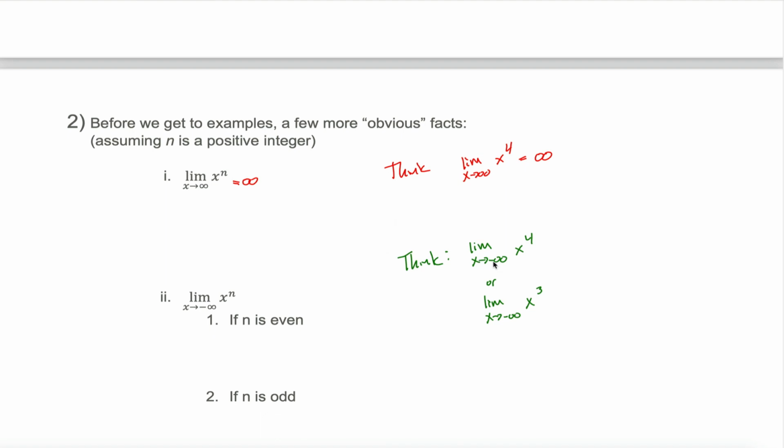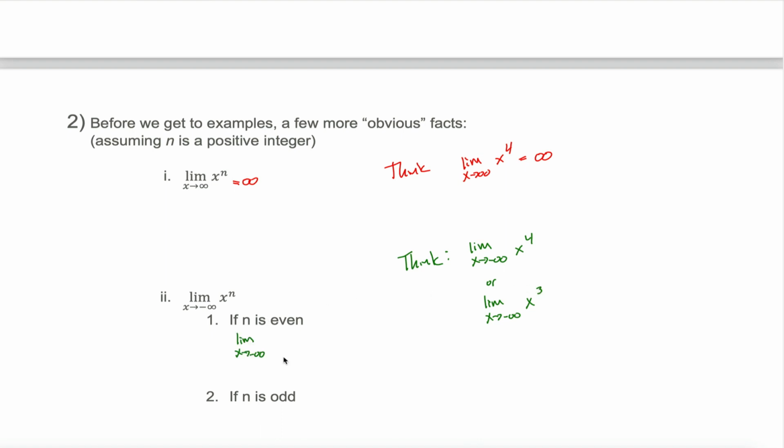Because if x is approaching negative infinity, you're kind of imagining, I don't know, negative a billion or something. Negative 1 billion to the 4th power, because a negative times a negative gives a positive, approaches positive infinity. But negative 1 billion to the 3rd power, for example, ends up giving you a negative, because a negative times a negative is a positive, and then that positive times another negative yields a negative.